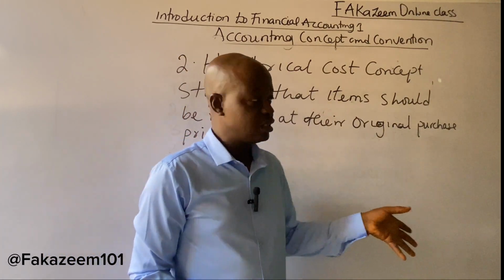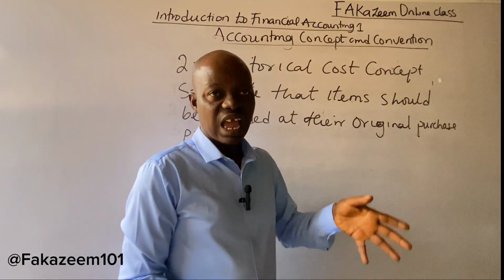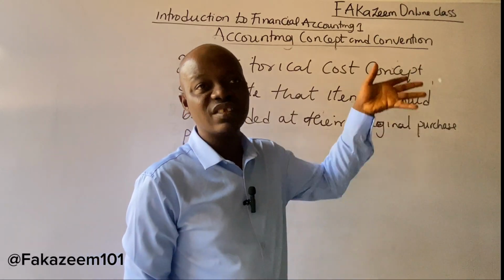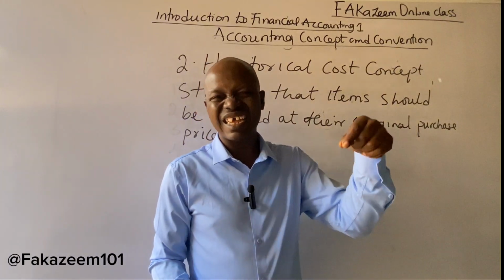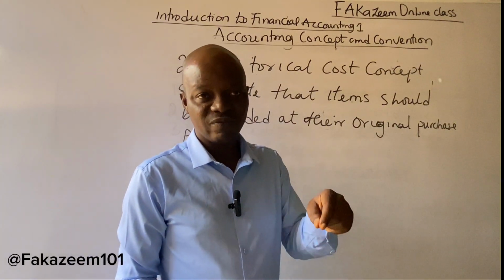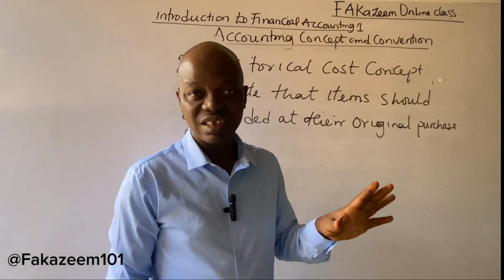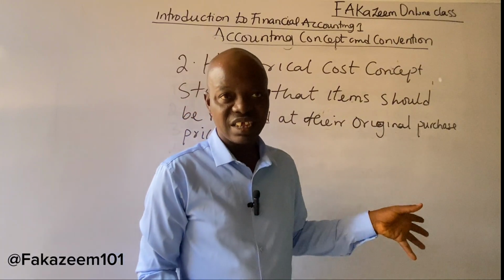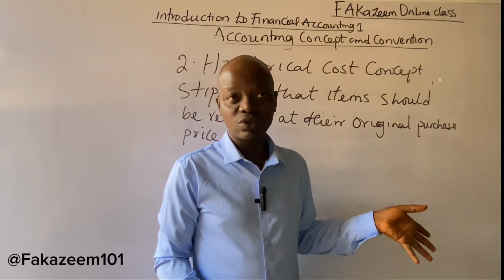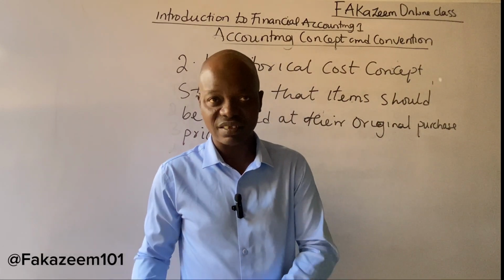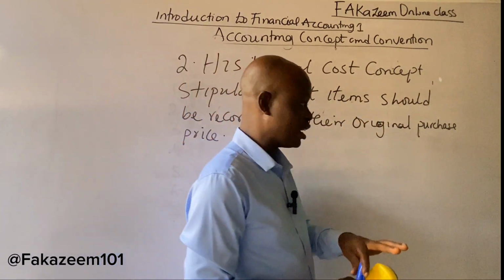And what this historical cost concept is all about is that if an item is acquired 20 years ago at 500,000 naira and those items are still existing in the company's financial record, these items are still to be shown at 500,000 naira, which is their original purchase price. Even if those items are presently worth 2 million naira, the accountant cannot record at the present market price of the item, but rather at the price the item was acquired. Thank you.